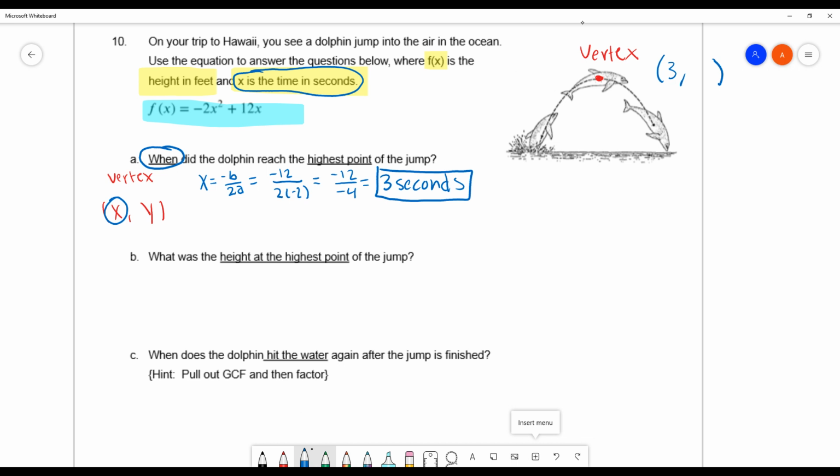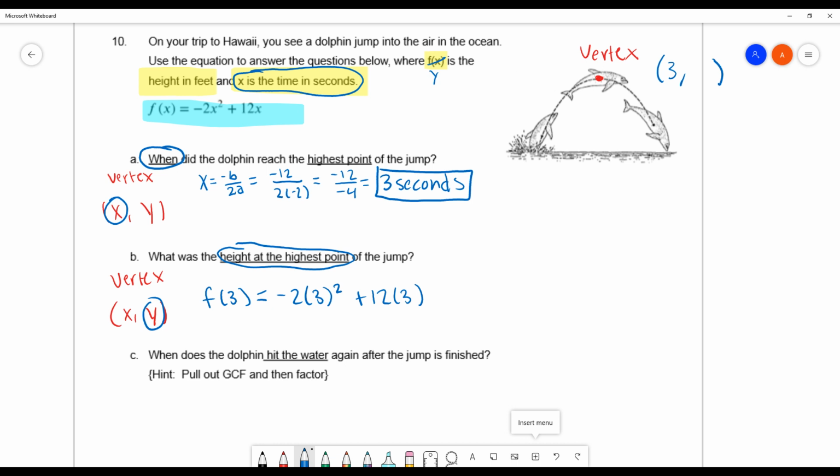Now part B is asking, what was the height of the highest point of the jump? If I go back to my word problem, it says f of x, which we can replace with y, is the height in feet. So again we're still using the vertex, but we don't need x for this one, we want y. Since I already know x, I can just plug that back into my original function. So I just need to find f of 3, and I replace all my x's with a 3.